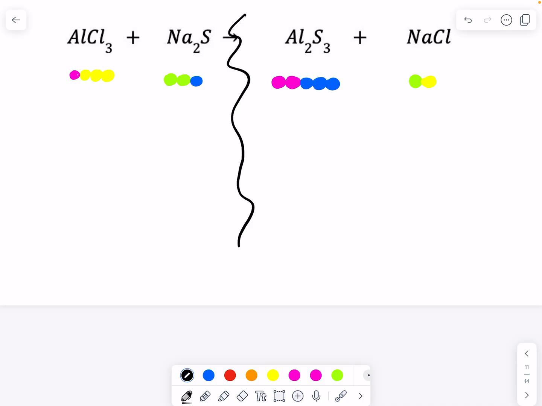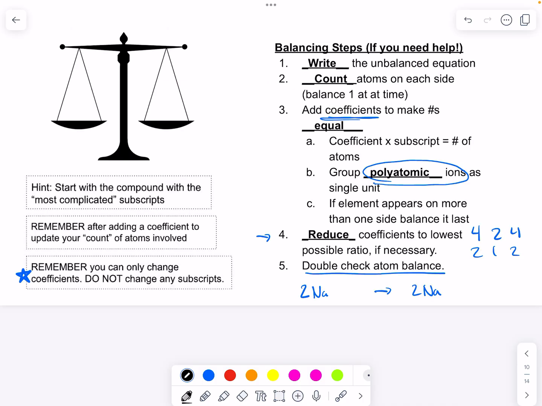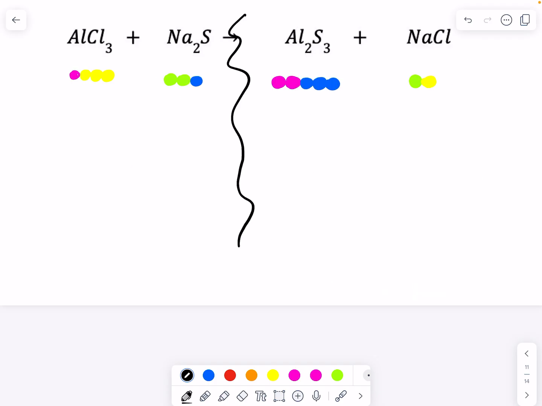So first step of balancing, or I guess second step of balancing, I don't know what step it is, but just focus on one at a time. Okay, don't try to fix all the problems at once, just fix one. So I look at my colors, and I can see that there are 2 aluminums on the right and only 1 on the left. So that obviously wouldn't work out. So in order for this to occur, there must have been 2 of these to start with.